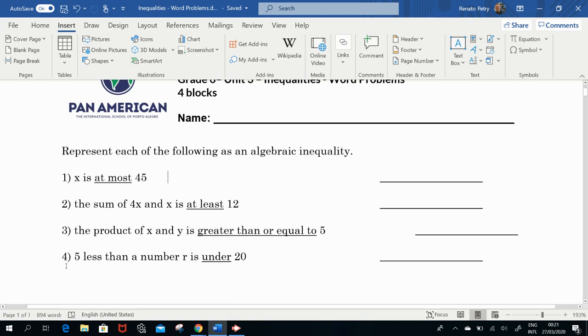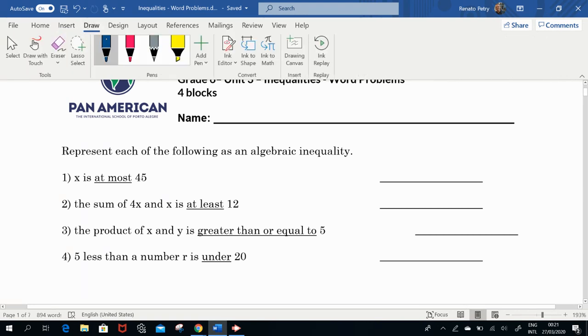So first we're going to see how we represent some inequalities, how we convert words into numerical representations. Okay, x is at most 45. At most means the maximum it can reach is 45, including 45.